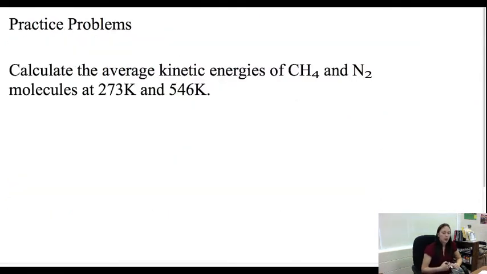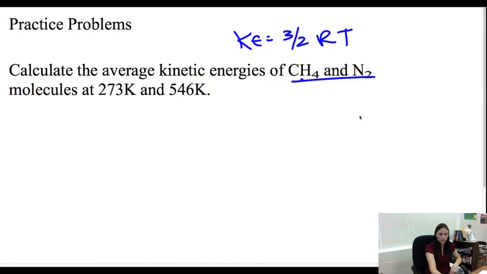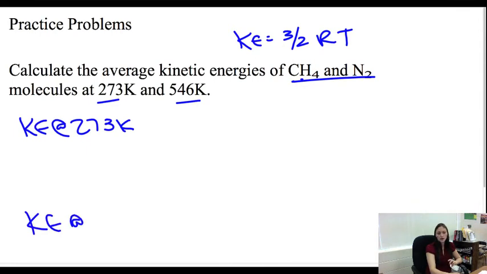Let's try a practice problem here. Calculate the average kinetic energy of CH4 and N2 molecules at 273 Kelvin and 546 Kelvin. It doesn't matter what the gas is, because that kinetic energy equation is not based on what it is. All I care about is my temperature. So I'm going to have two parts here: the kinetic energy at 273 Kelvin and the kinetic energy at 546 Kelvin.